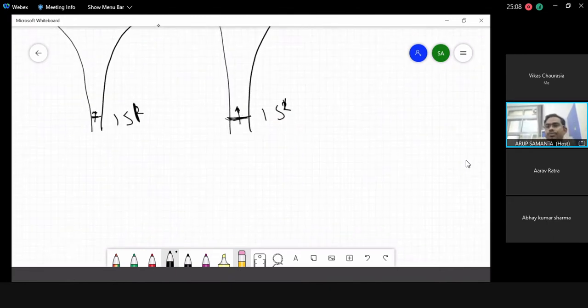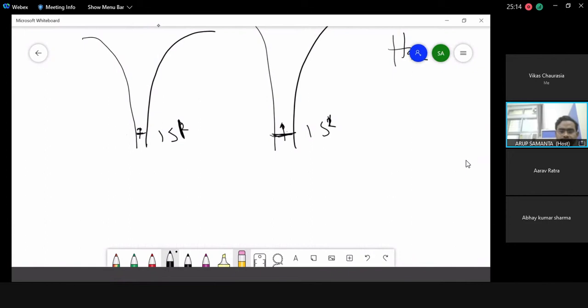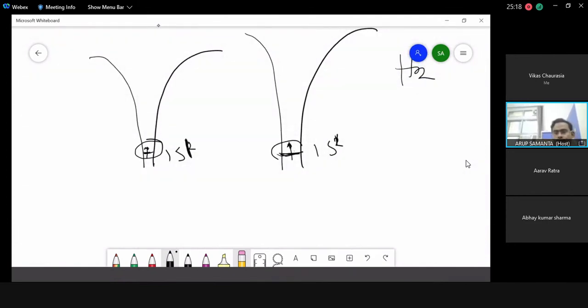Now, if you assume you are making a hydrogen molecule, H2, then what will happen? In the molecular case, these two orbits should overlap. The radius of this orbit will overlap with the other orbit.